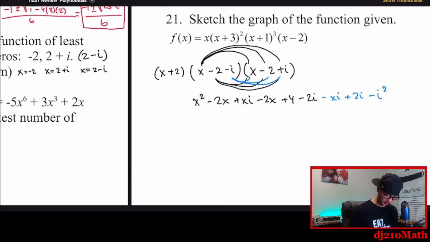Let's combine some like terms here. We have x squared. We have a negative 2x and a negative 2x, so it's going to be negative 4x. And then xi and negative xi cancel. 2i and negative 2i cancel. So we're left with negative i squared. I squared is negative 1, so this is really going to be plus 1. So 4 plus 1 is 5.